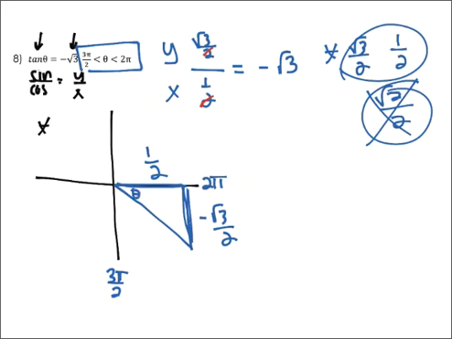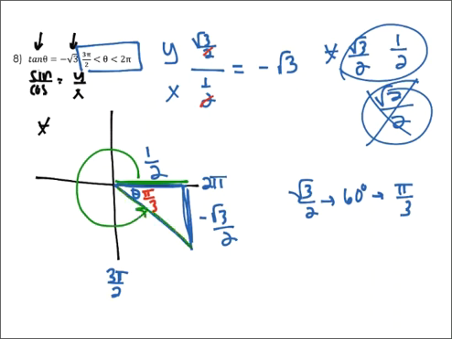So what angle is always across from radical 3 over 2? That's going to be 60 degrees, or pi over 3. So this angle right here is pi over 3. Again, we have to figure out the whole angle though. So I'm going to take 2 pi, or 6 pi over 3, and subtract my reference angle of pi over 3 to get 5 pi over 3.